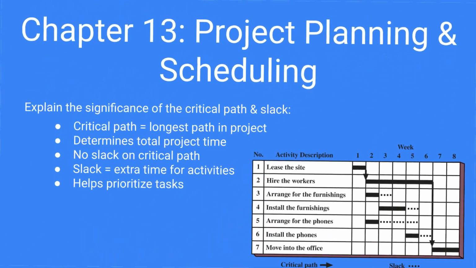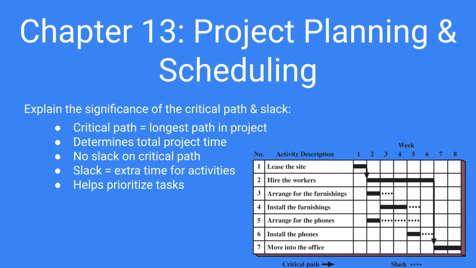Tools like the critical path, which is the longest sequence of activities from start to finish in a project. It determines the shortest possible time needed to complete the project. Any delay in a critical path activity will delay the entire project because these activities have no slack. Slack refers to the amount of time an activity can be delayed without affecting the overall project completion time. It is calculated as the difference between earliest and latest start or finish times.